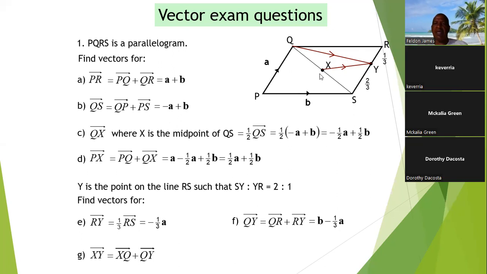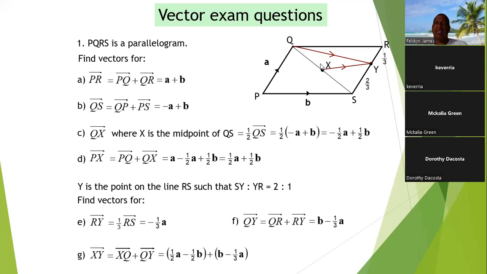So X to Y will be the same as going from Q to X, because Q to X and X to S is the same as Q to X. But these are the same. Q to X and X to S, they are the same. Because remember, Q to X here is half of Q to S. All right, so we would have this here, half A minus B, which is this, plus you're going from Q to Y.